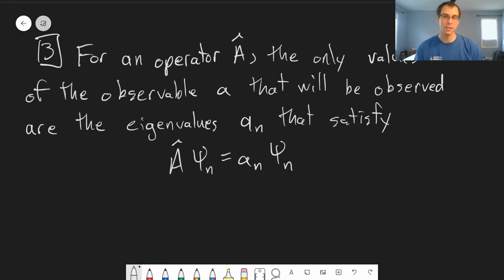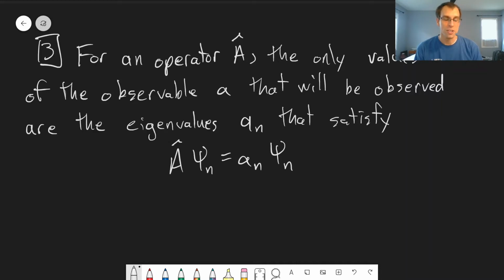In classical mechanics, there's no sort of limit on what values your observable can have. There's anything that's reasonable. So for example, for position, you can have any possible position, from negative infinity to positive infinity, as long as it satisfies the boundaries of your system. In quantum mechanics, that's not true.